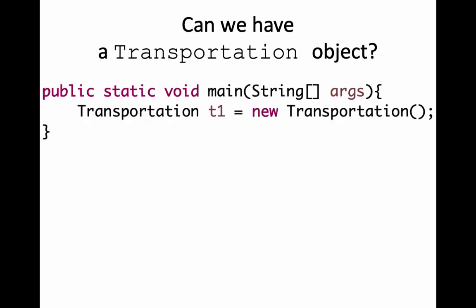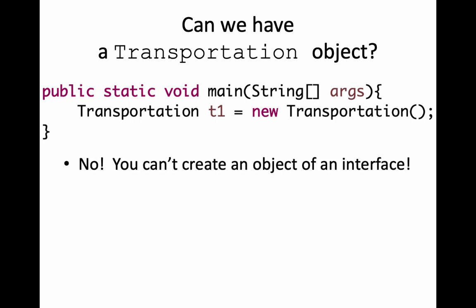Okay, do you think that we can make a transportation object? Pause the video and decide what you think would make sense. Okay, no, you cannot create an object of an interface. It's literally just a list of methods. Like, it wouldn't make sense to be able to create one of those objects. It's just about having a reference of that interface type. That's the whole win here.